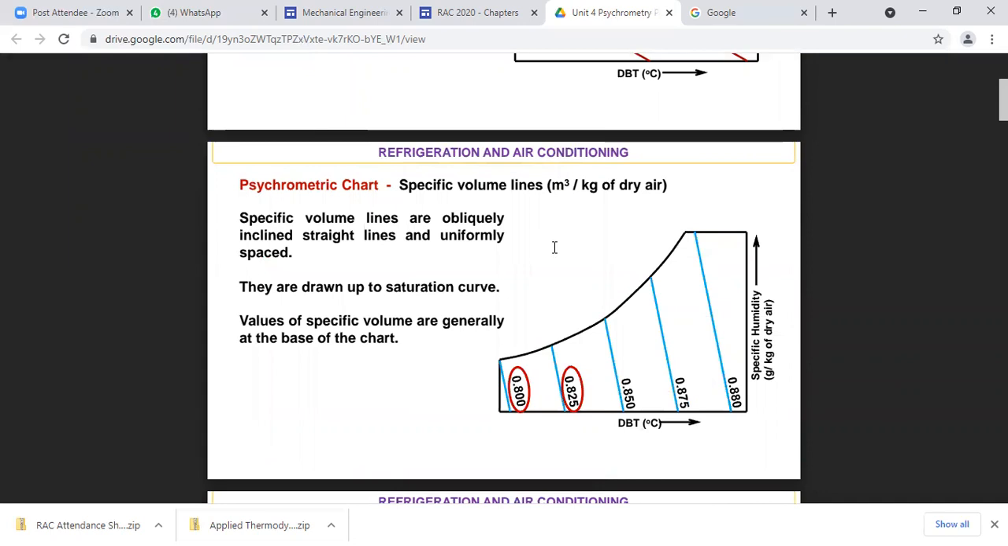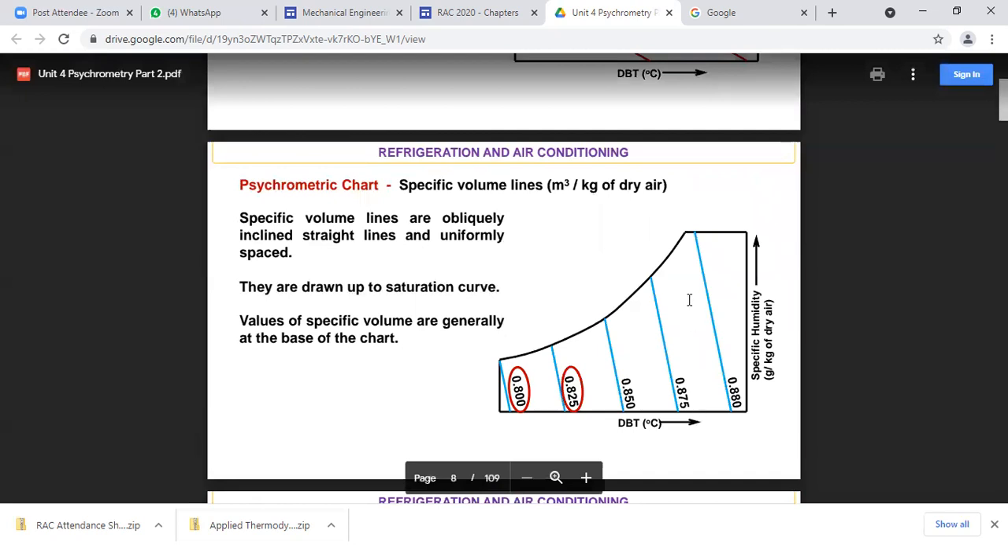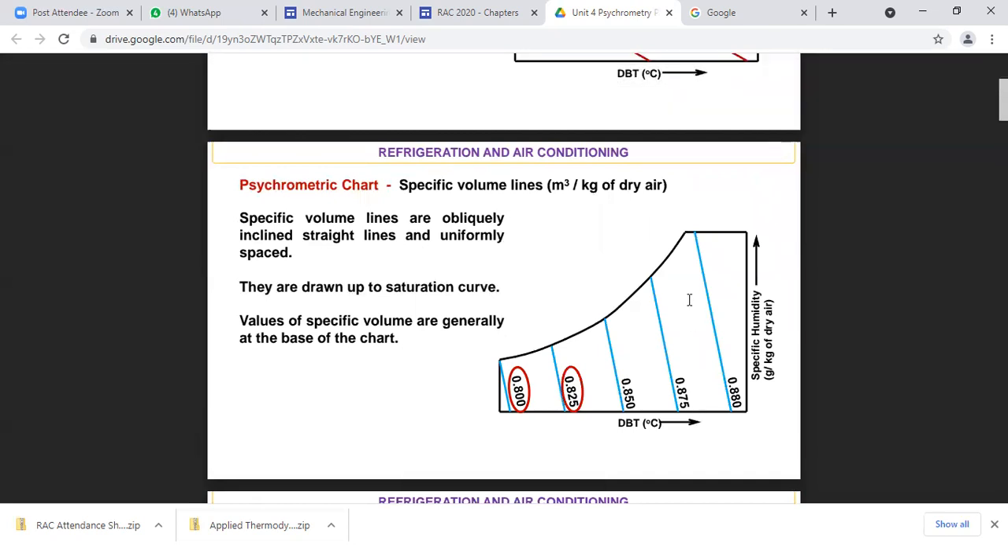Next is the specific volume lines. This is a very important term, specific volume line. You can see the inclined straight lines over here, and they are drawn up to the saturation curve, and the values of specific volume are generally at the base of the chart. So we can see specific volume over this inclined line.